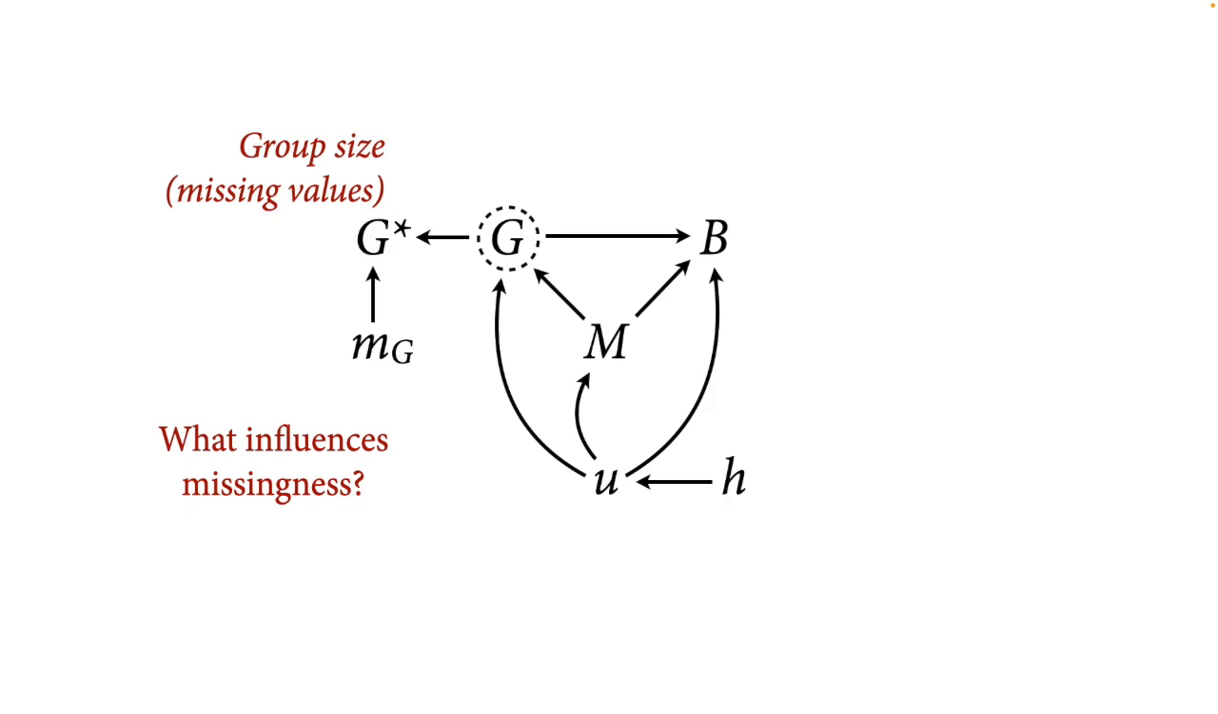However, all three of these variables, group size and body mass and brain size, have missing values. And so what we want to do is draw that on the DAG. We haven't observed the full G vector. We've only observed G star, which is group size with missing values. And it's influenced by some missingness mechanism, which I write here as little m sub G. Now, what is influencing missingness? The typical assumption is that it's totally random.